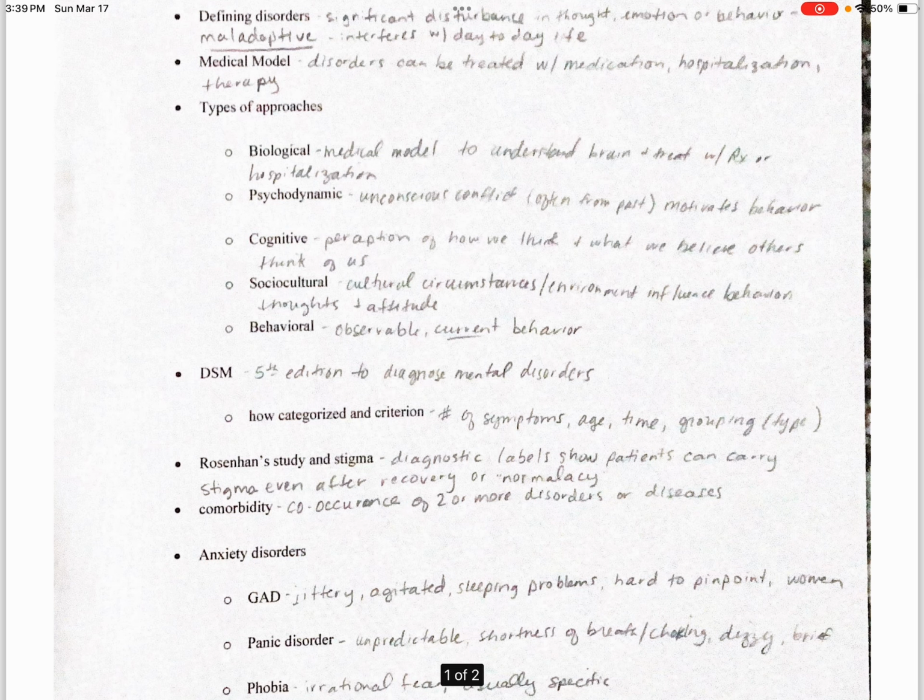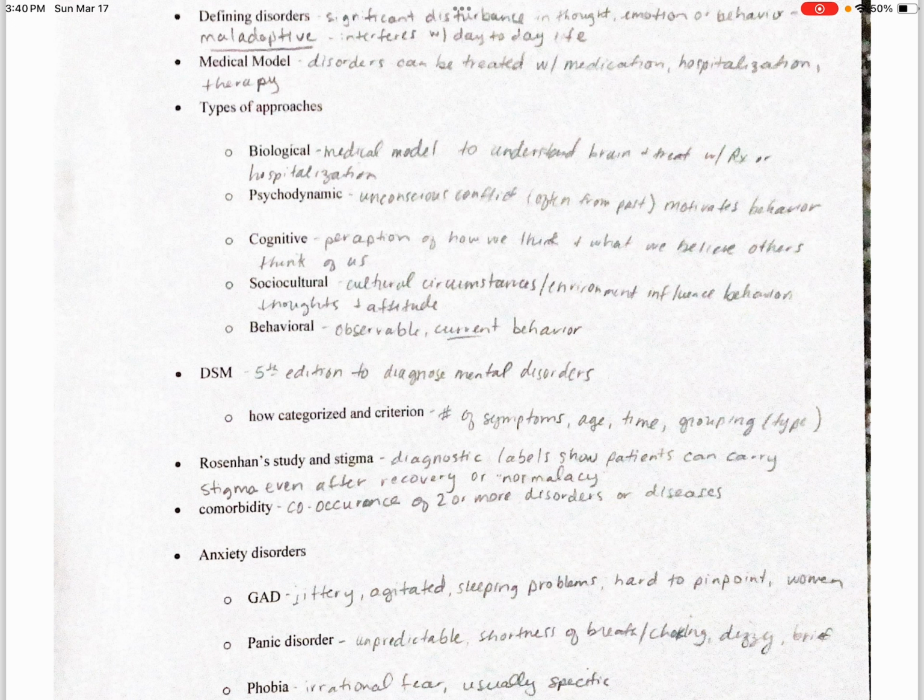The DSM is the Diagnostic and Statistical Manual of Mental Disorders. We are in the 5th edition now. Each edition is getting longer and longer. Basically, the DSM helps us categorize and give criteria to mental disorders. Typically, the number one thing is the number of symptoms. That's how we diagnose, and the criteria that we need to diagnose mental disorders. Age is often an important factor. Time, how long an individual has been experiencing symptoms.